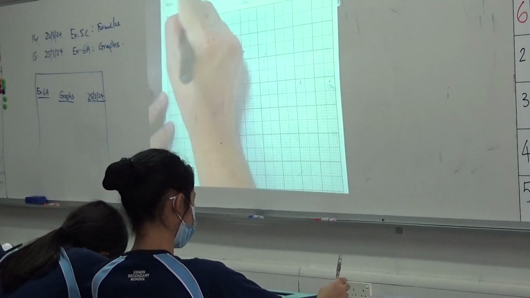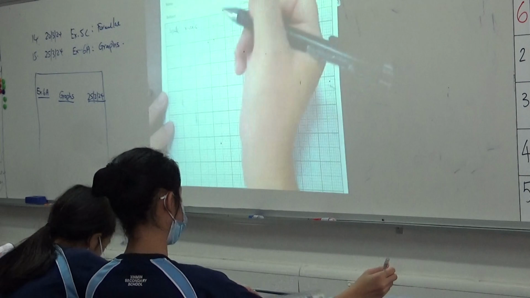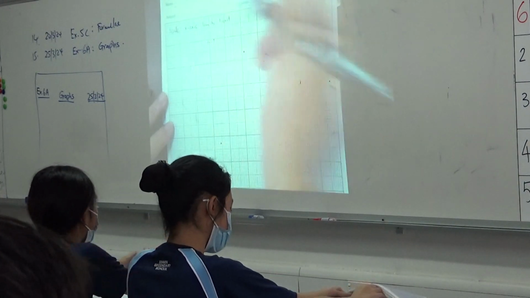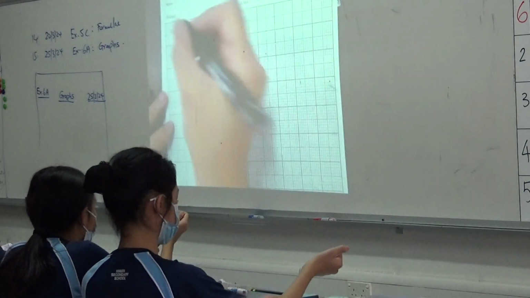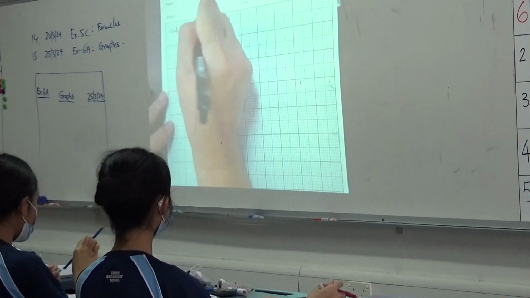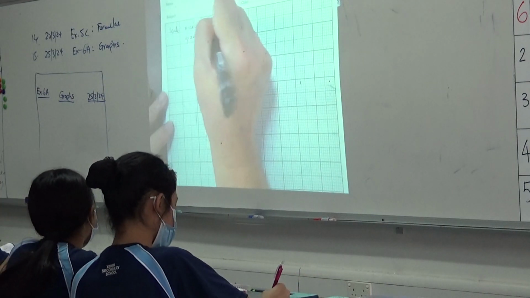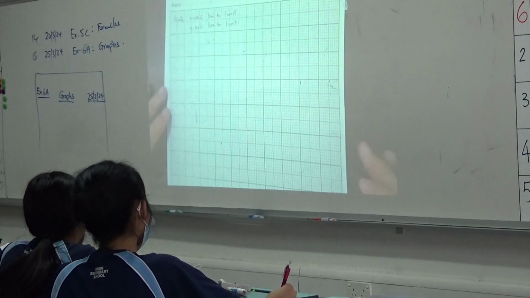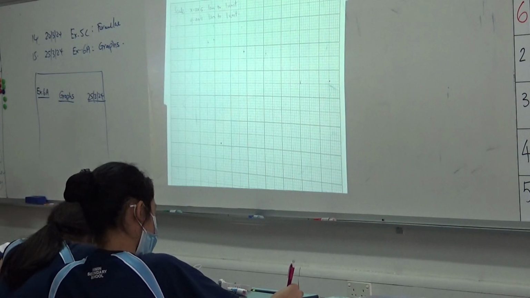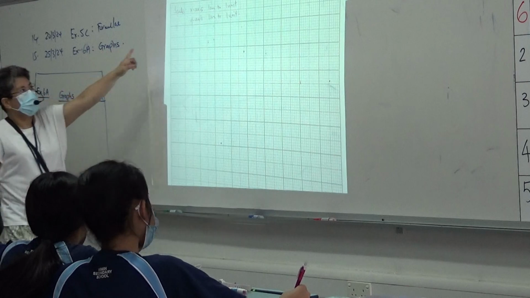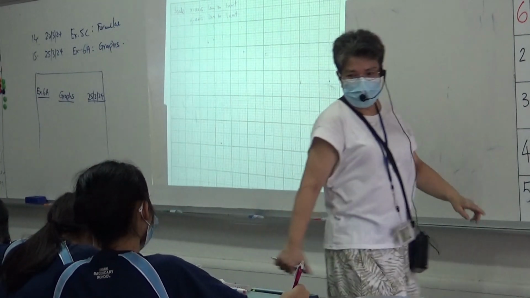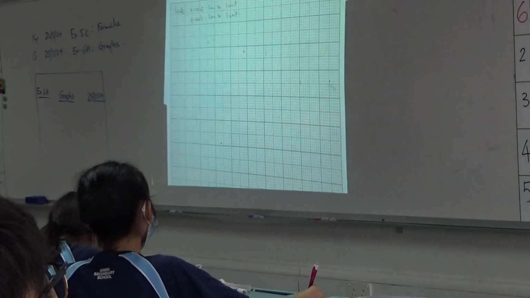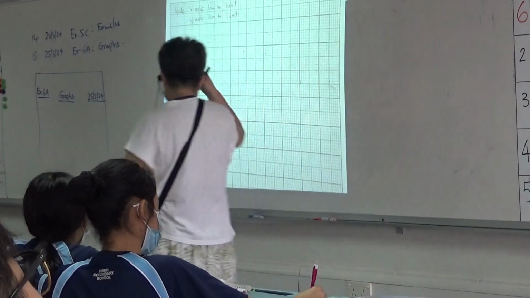Scale, x-axis, 1 cm to 1 unit, then y-axis, 1 cm to 1 unit. Can you write this for me first? All of you. Scale, x-axis, 1 cm to 1 unit, y-axis, 1 cm to 1 unit. Okay.